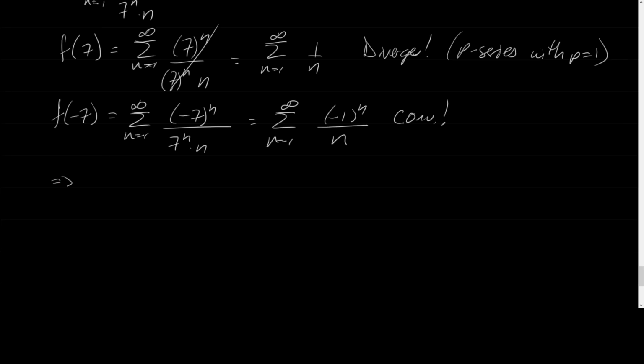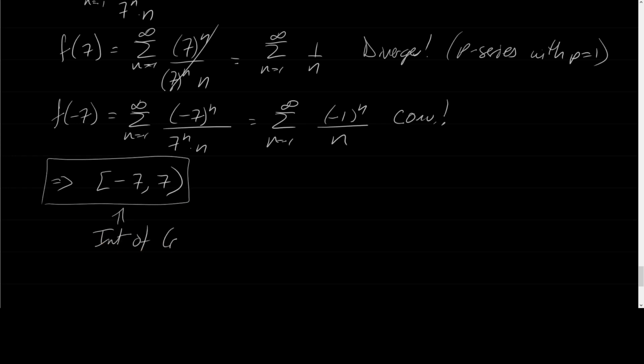So this tells us now that we can include negative 7 in our interval of convergence, but we cannot include positive 7 in our interval. So this gives us the interval from negative 7 to 7, including negative 7, but not 7. And that would be our final answer. That's our interval of convergence. Cool. Let's do another one.